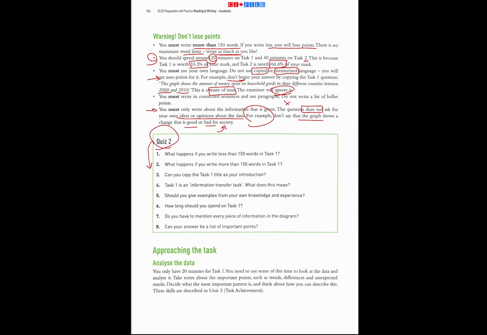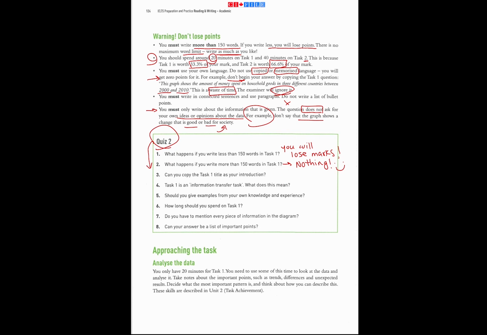Let's go through quiz 2. Question 1. What happens if you write less than 150 words in task 1? Well, the answer is you will lose marks. Question 2. What happens if you write more than 150 words in task 1? Well, nothing. You don't gain marks. You don't lose marks.